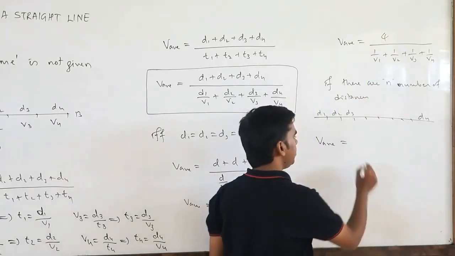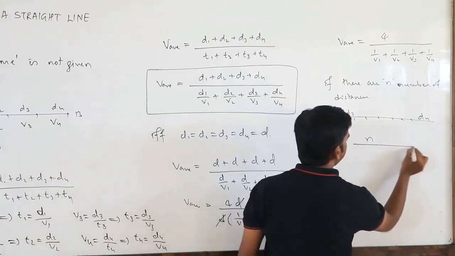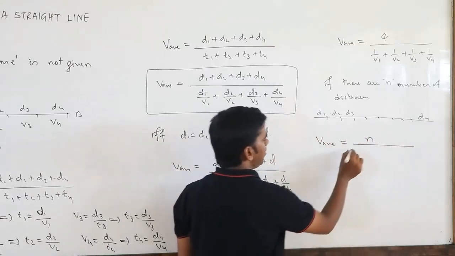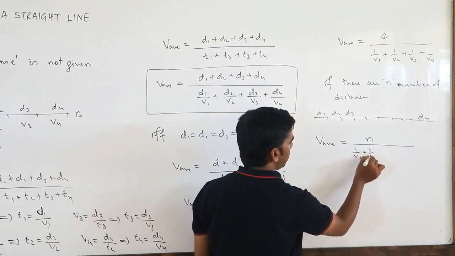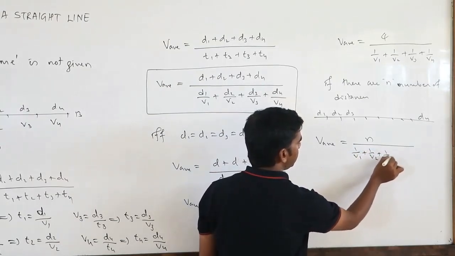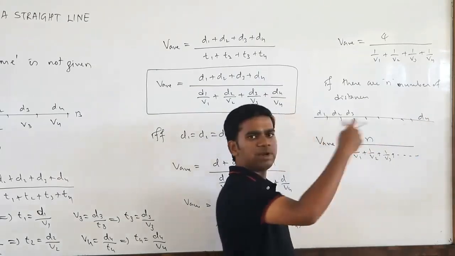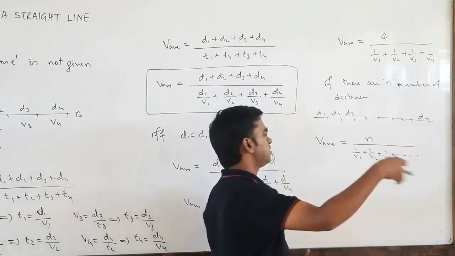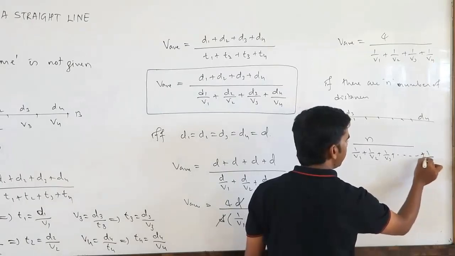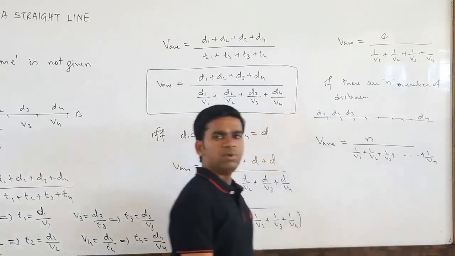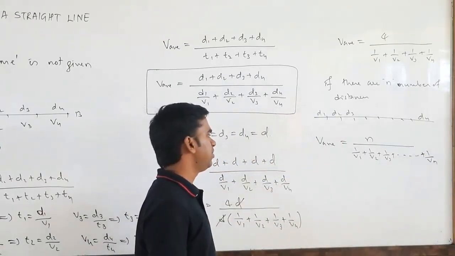So what can you write? You can write n divided by, as it is, 1 by v1 plus 1 by v2 plus 1 by v3 plus so on, like 1 by v4, 1 by v5, 1 by v6, 1 by v7, like that, and finally 1 by vn. This is the formula you can use also.